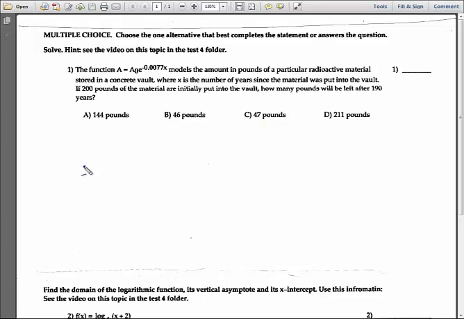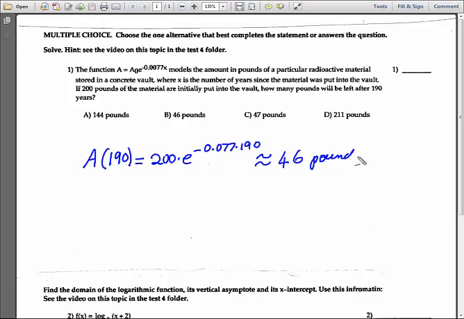Just remember we had to compute 200 times e to this power, and that turned out to be about 46 pounds. That tells you this is a right answer, so B is a right answer. Make sure that you can do something like that.